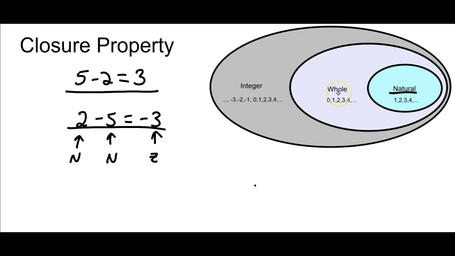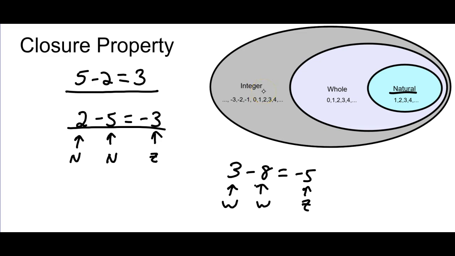Now, whole numbers, same thing. No closure there. Notice if we were to do 3 minus 8, I get -5. I got a whole number, and then an integer. So we have no closure over the whole numbers. It only takes one, what we call a counterexample, to prove that the property does not work here.